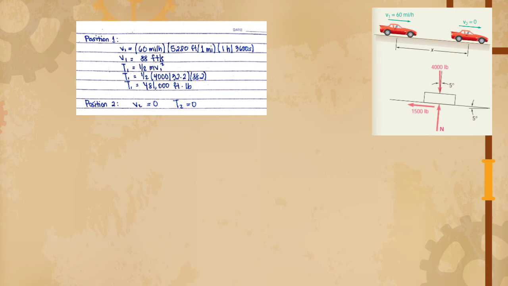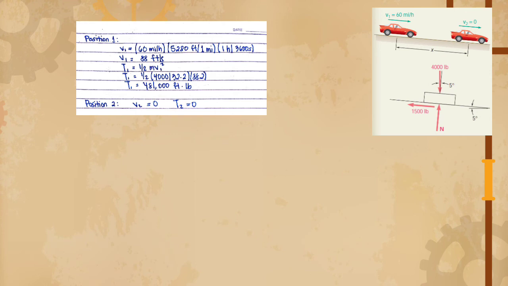To determine the distance traveled by the automobile as it comes to a stop, first we need to find its positions by using the kinetic energy. For position 1, we have V sub 1, which is equal to 60 miles per hour. We will just convert it to feet per second. So our V1 becomes 88 feet per second.